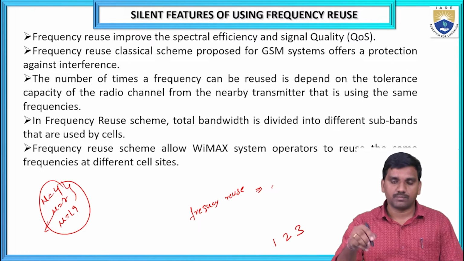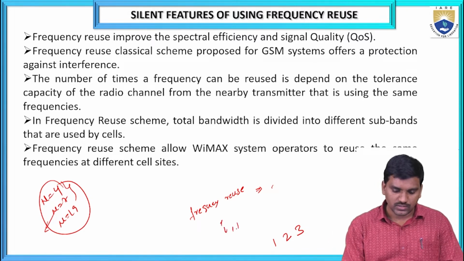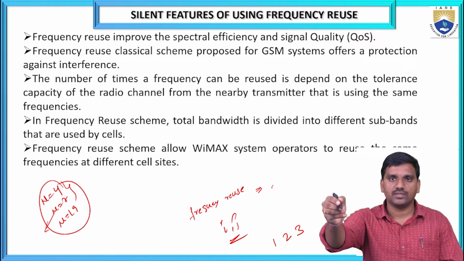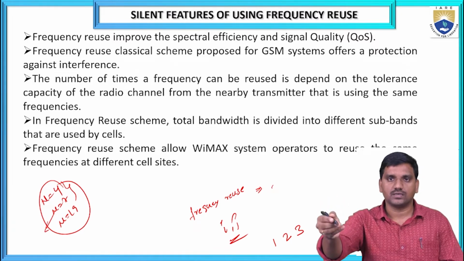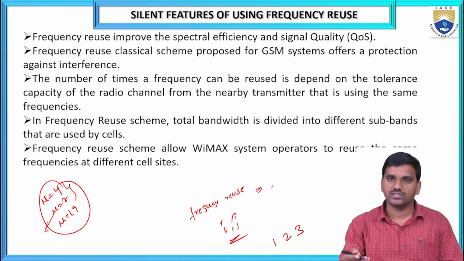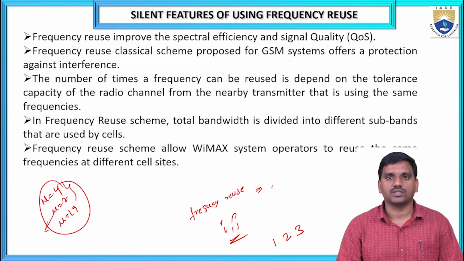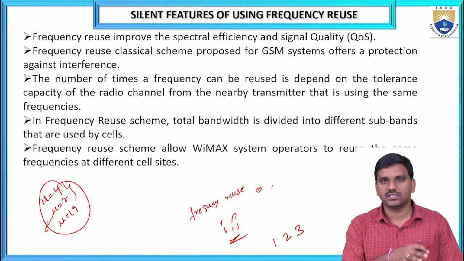That depends upon the integer values of i and j. So i equal to 1, j equal to 2, or i equal to 2 and j equal to 1. The same cells having the same frequency, there may be a chance of using the same channels from the source cell. So these are the things we discussed in the last lecture.